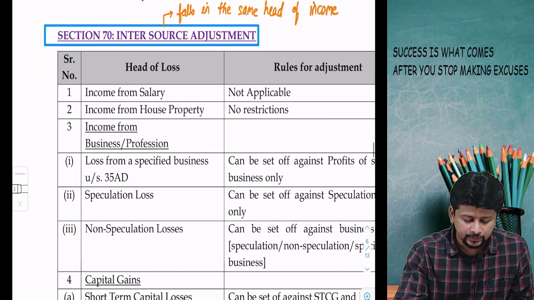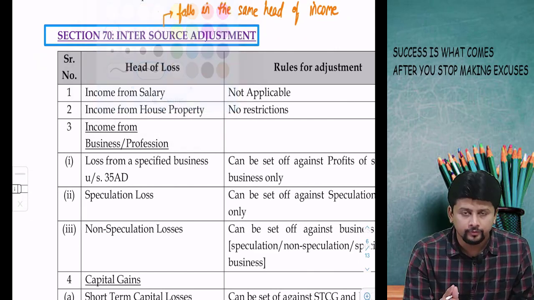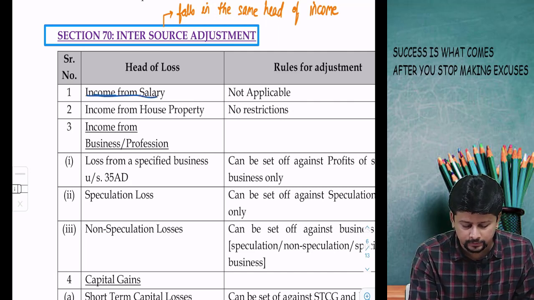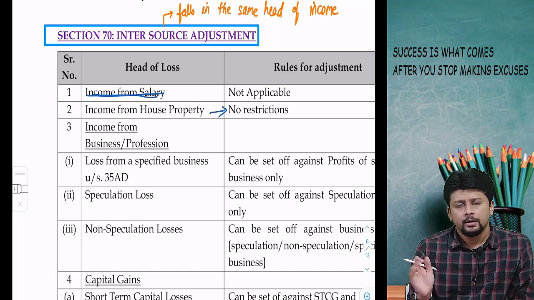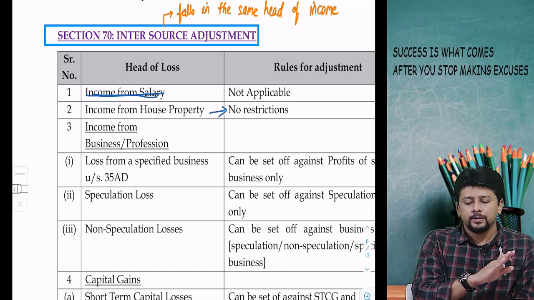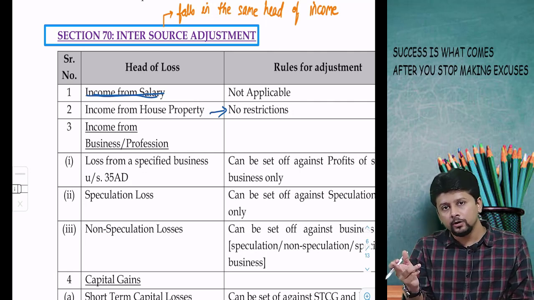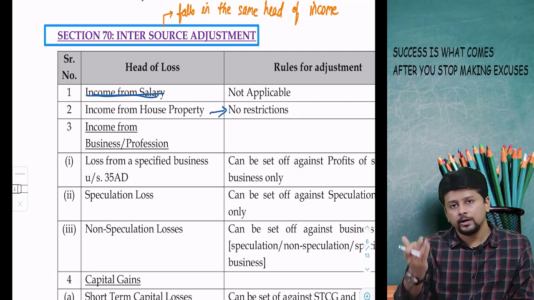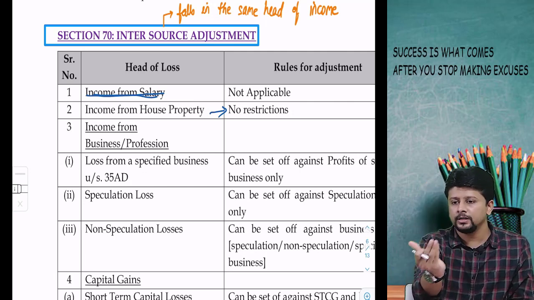Now what are my restrictions? I told you it is best to go in the sequence of heads of income. Salary will never have a loss, so forget salary. House property, no restrictions at all. One house property's loss can be set off against other house property's profit. SOP loss can be set off against LOP. LOP loss can be set off against LOP profit. DLOP loss against LOP profit. SOP loss against DLOP profit. Nothing to think. You find two house properties, one has a profit, another has a loss, you can set off.